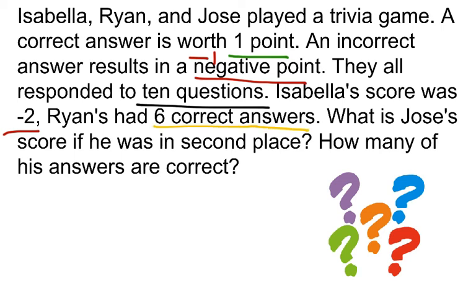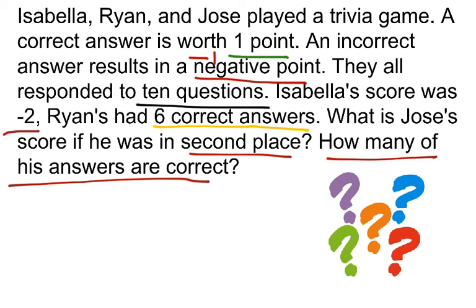He didn't say he had a score of 6. He said he got 6 correct. What is Jose's score if he was in second place? So I know that Jose had more correct than Isabella. However, he had less correct than Ryan. So, how many of his answers are correct?